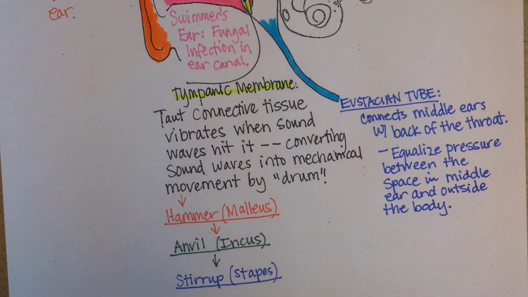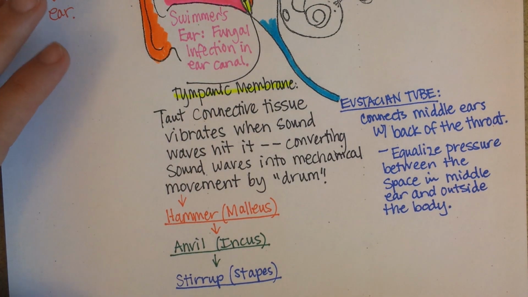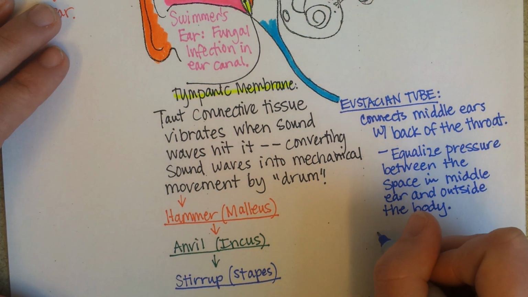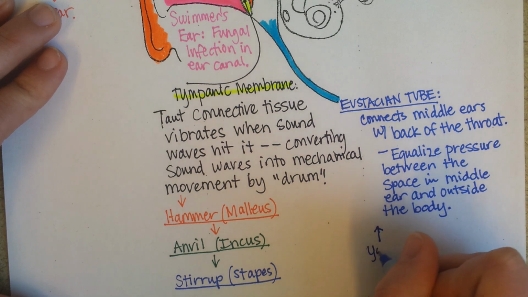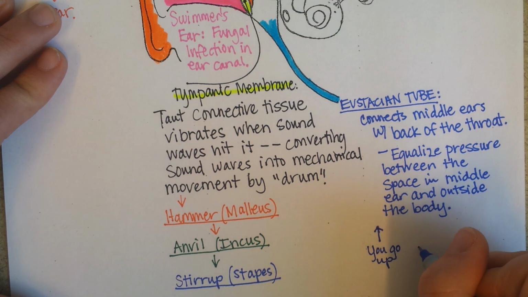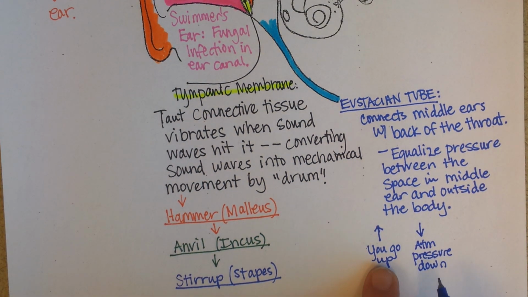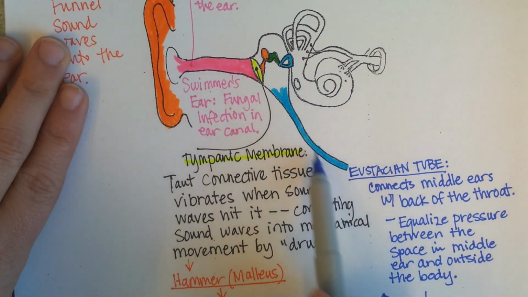So if you fly up in an airplane, then the atmospheric pressure is going which way, up or down? When you go up in an airplane, atmospheric pressure goes down. And what that means is that the pressure inside of your middle ear is going to be greater than outside of your body. So by opening your mouth and yawning, you can let air escape out the eustachian tube.